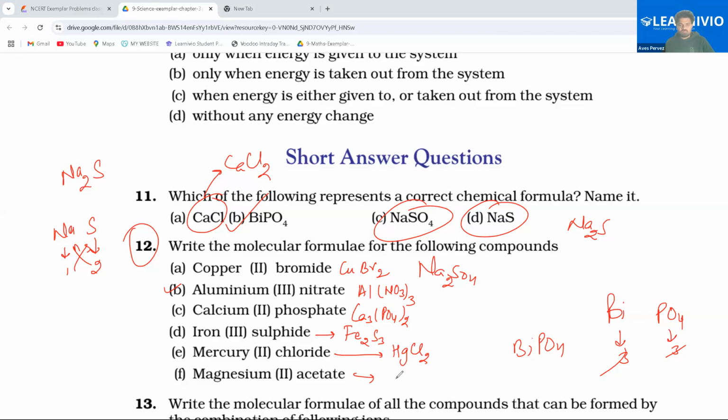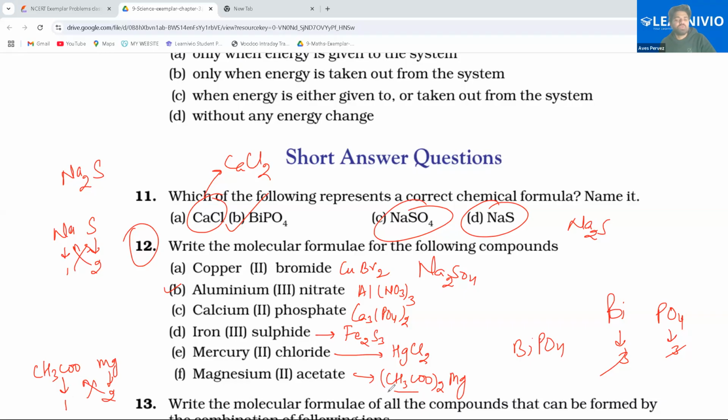(CH3COO)2Mg. Very good. Proud of you. So magnesium acetate is written like this. The acetate ion is CH3COO, and it has valency 1, and magnesium has 2. So you cross multiply, and you will write it.